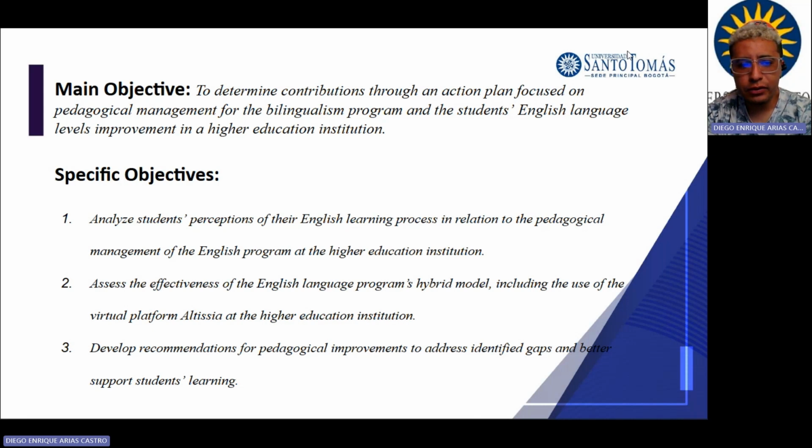The second objective is to assess the effectiveness of the English language hybrid model, including the use of the virtual platform Alticia at the higher education institution. And finally, to develop recommendations to address identified gaps and support students' learning. These specific objectives are taken into account for this project.